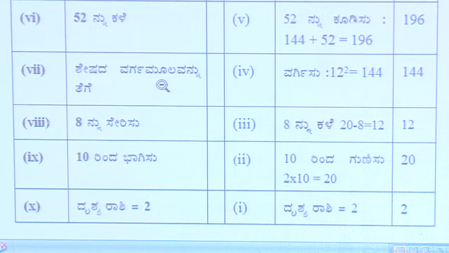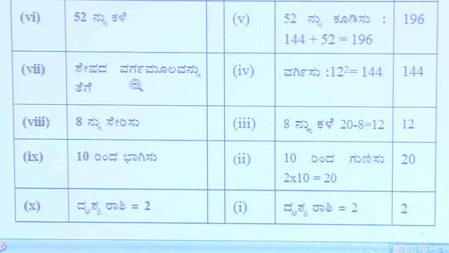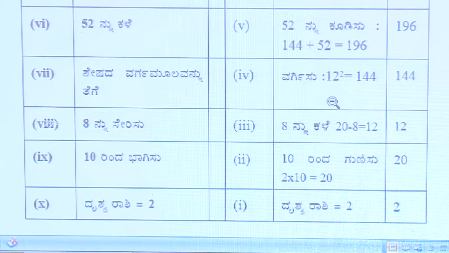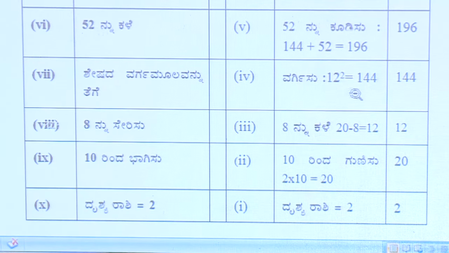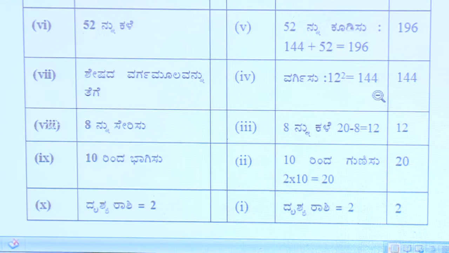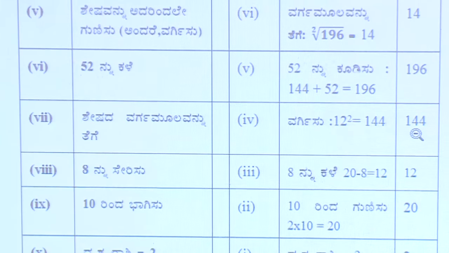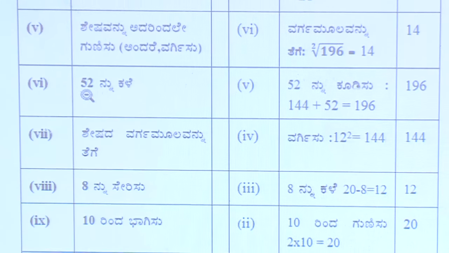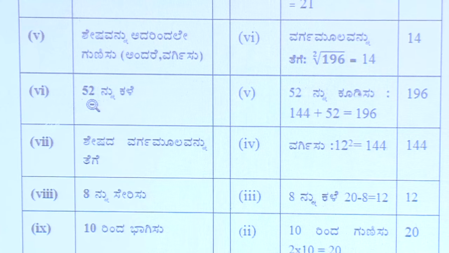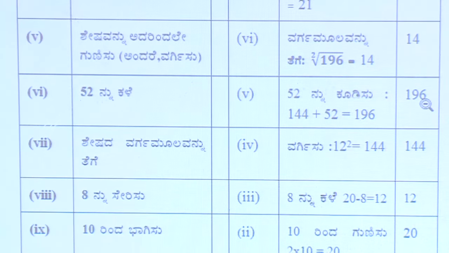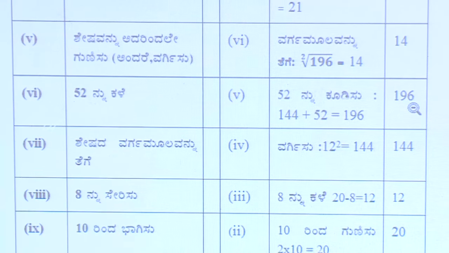Then, the problem says to take the square root of the remainder. Whatever the problem does, we do the reverse: to take the square root, we have to square. Square of 12 will be 144. Next, 52 is to be subtracted. So the reverse process is 52 is to be added. If you add 52, you will get 196.